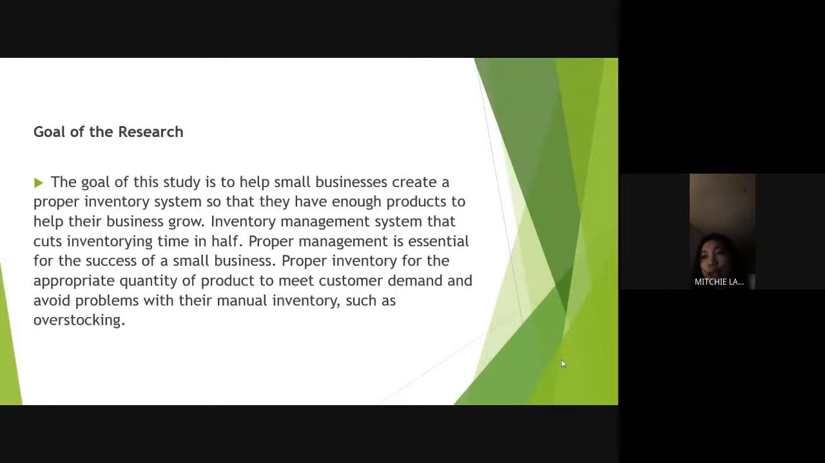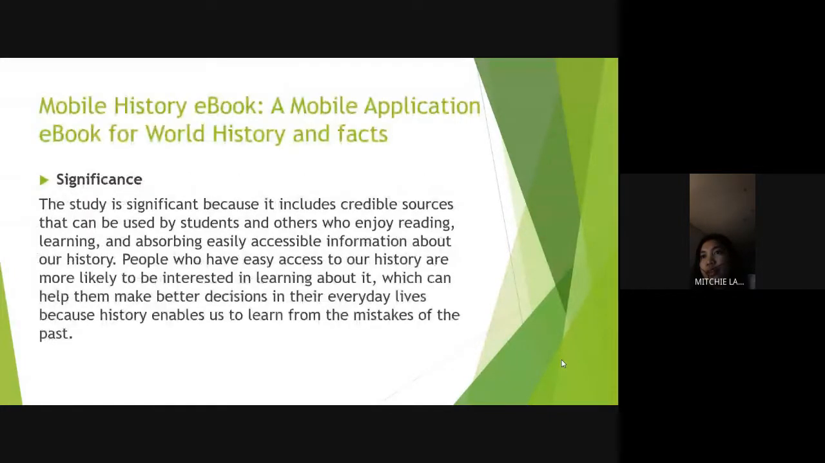So the third is the Mobile History ebook, a mobile application ebook for world history and facts.